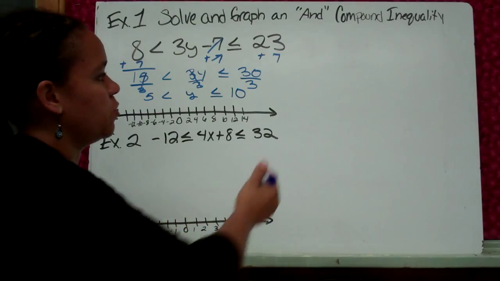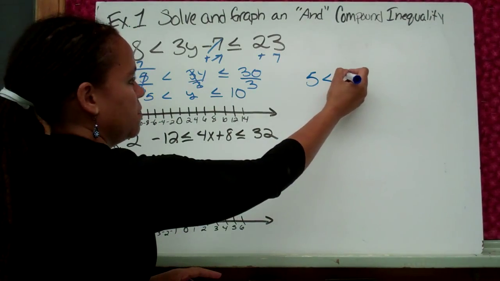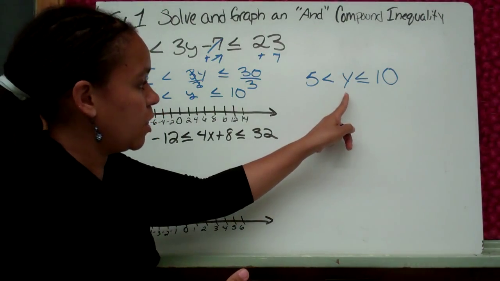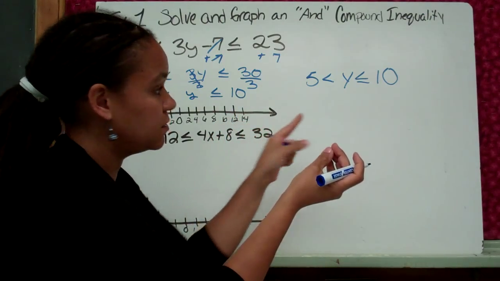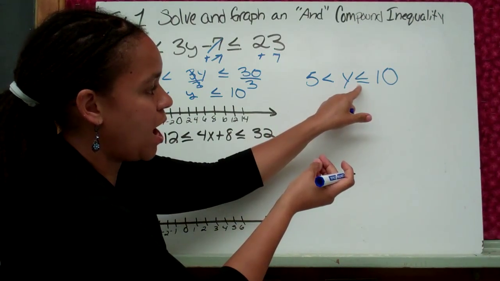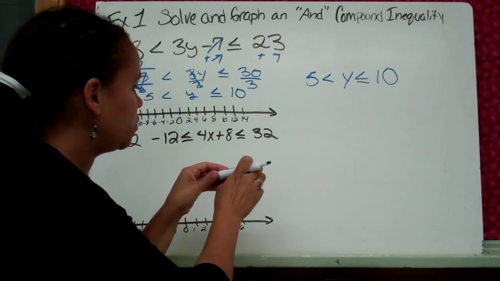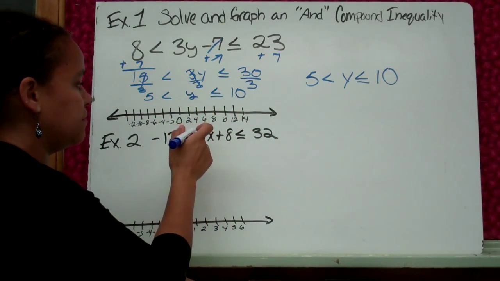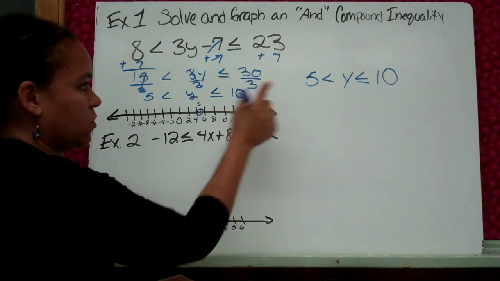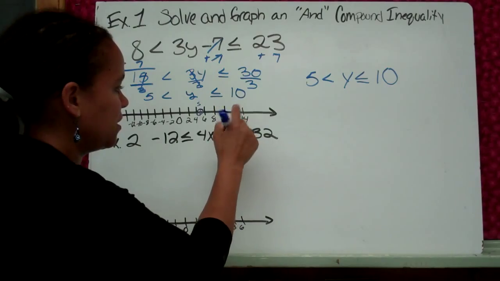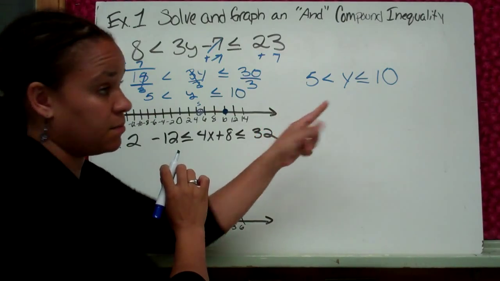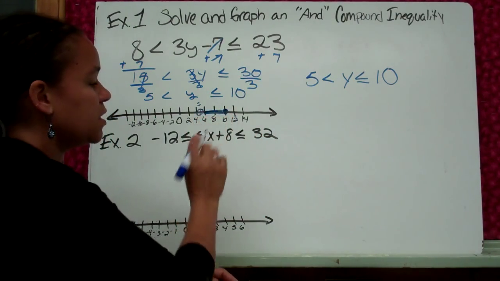So here's what we're actually graphing. I'll write it over here so you can see it a little better. This is the compound inequality that we're graphing. So we want to graph where y is between 5 and 10. Y is greater than 5, but y is less than or equal to 10. So we're going to go to our number line, and we need to plot 5 and 10. Here, 5 would be here, and it's going to be an open circle because there's no line underneath. Go to 10, it's going to be a closed circle, and I want to shade between them because y is between them.